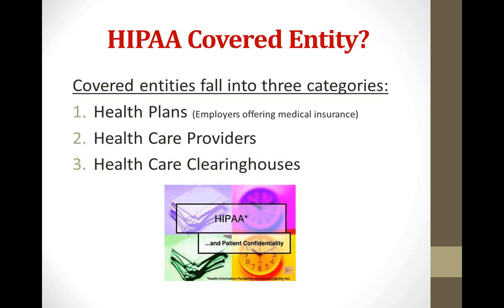And then the third is your healthcare clearinghouses. These are going to be like your third-party administrators, individuals who transmit, track, and share employee health information between the different organizations for billing purposes and for treatment purposes. So these are your healthcare clearinghouses, and again, they're going to be much more highly regulated.